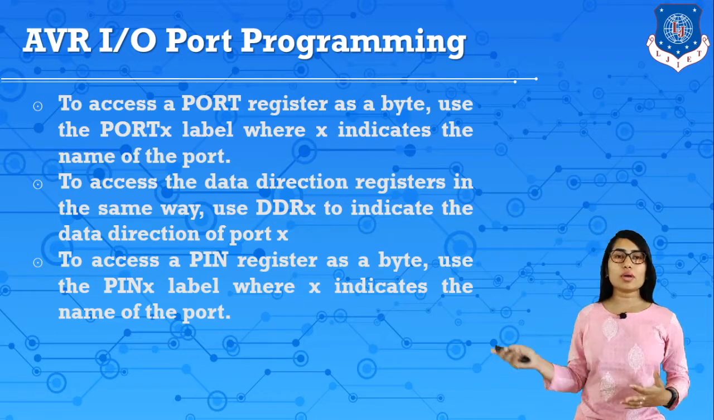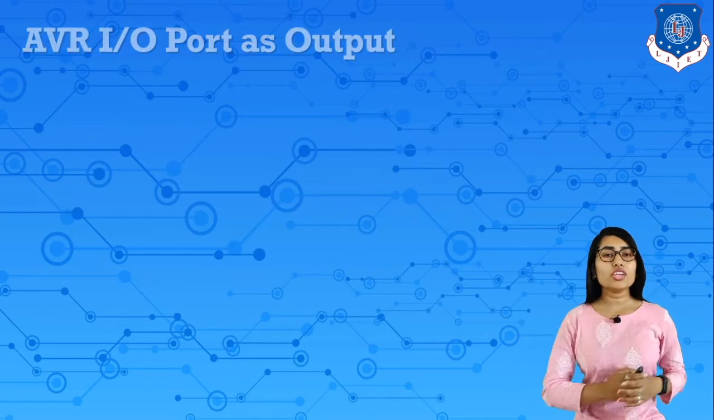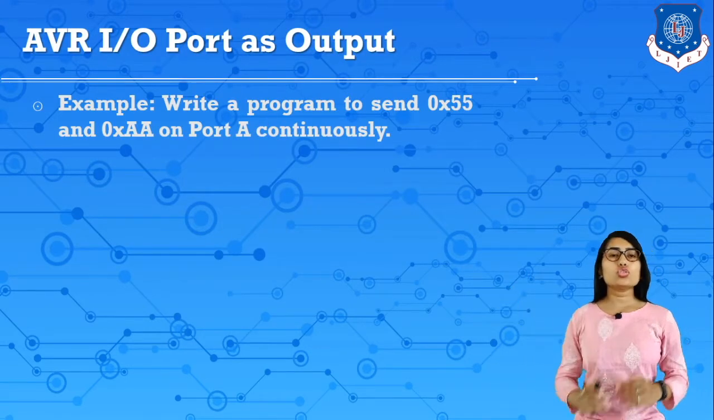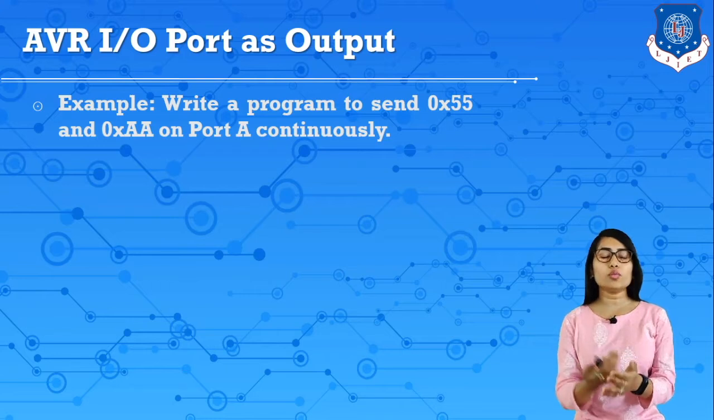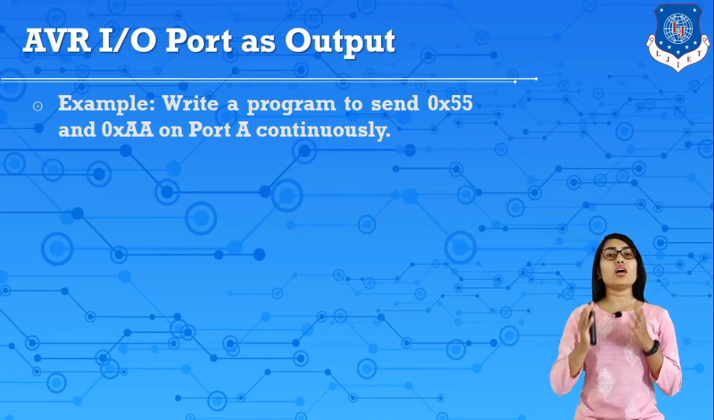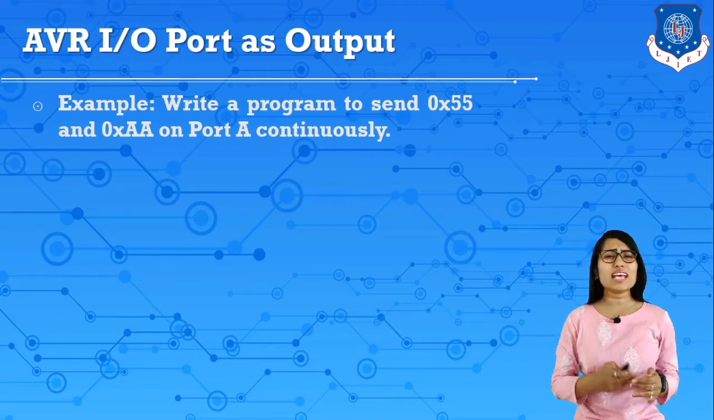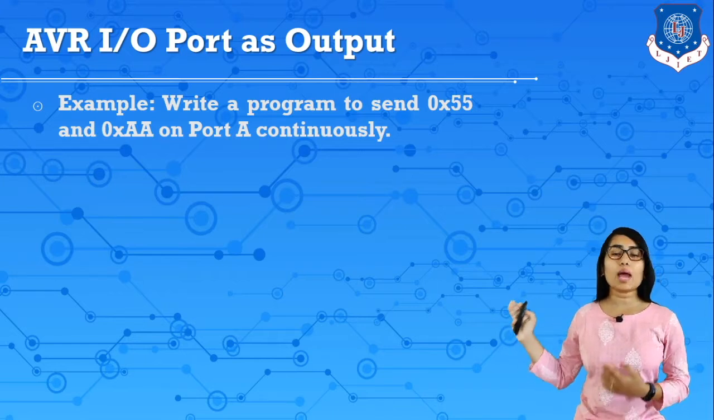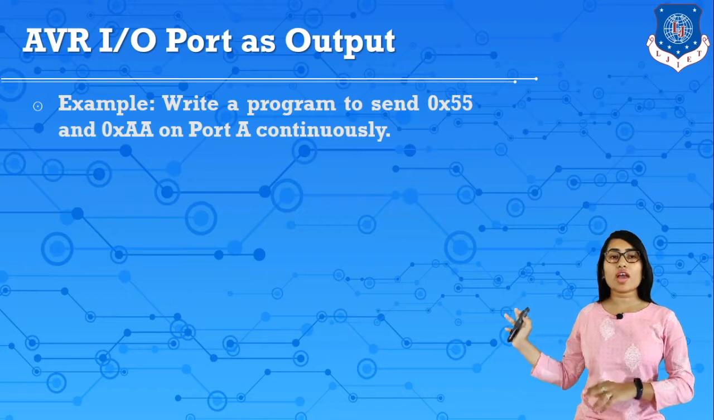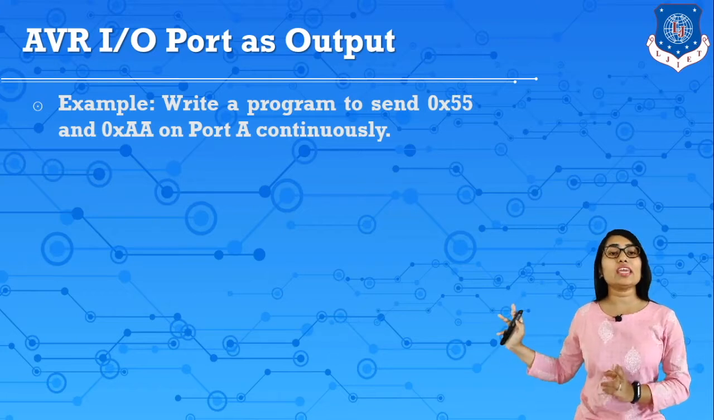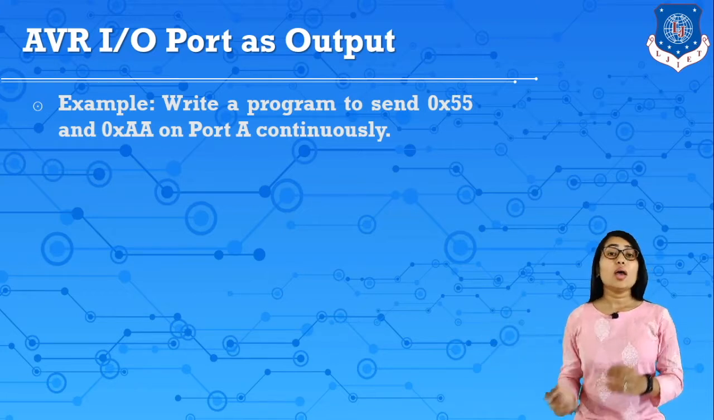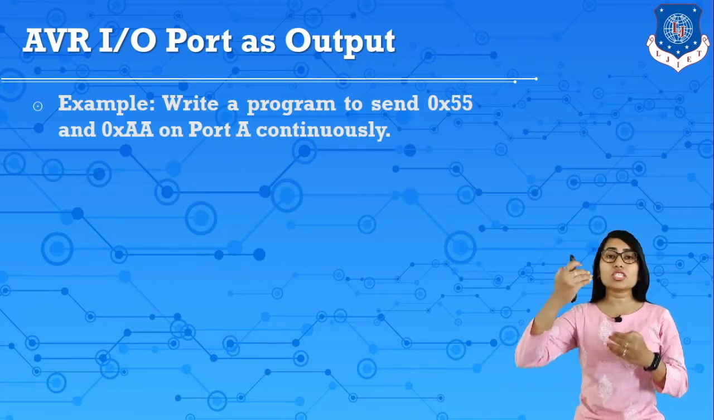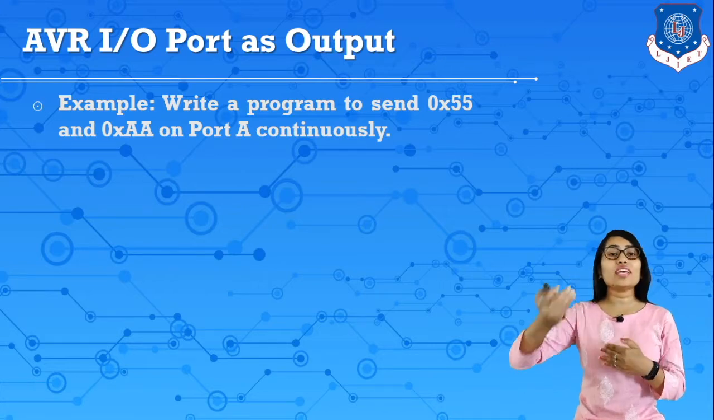So let's discuss that. First we have the AVR port as an output. How can we perform input output programming by making the port an output? Here we have an example. Write a program to send 0x55 and 0xAA on port A continuously. That means we want to send data at a port, that means we want to make port A an output.